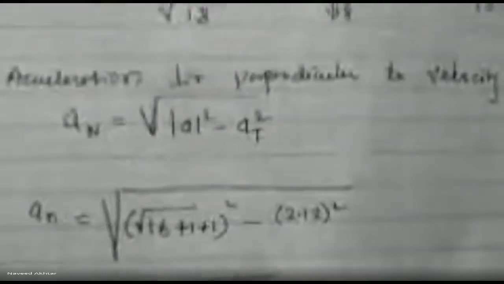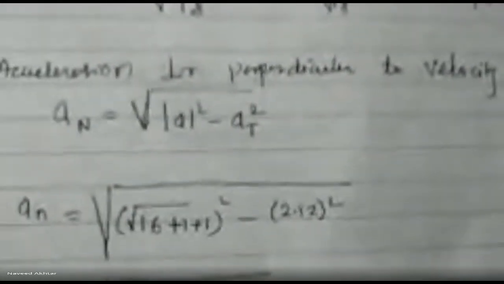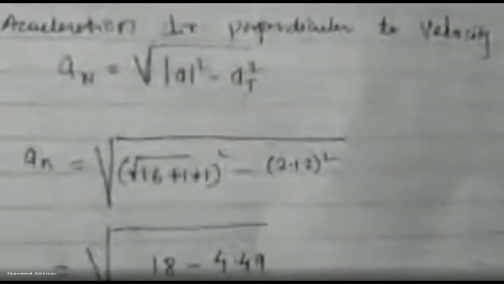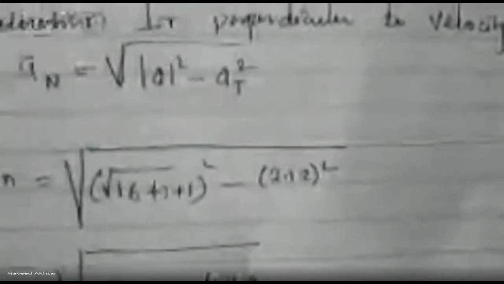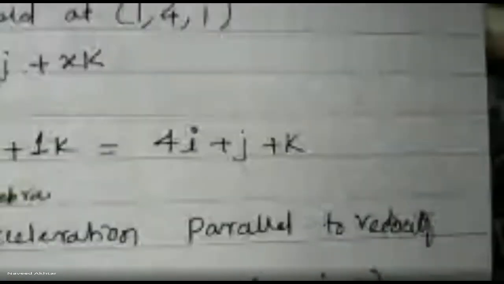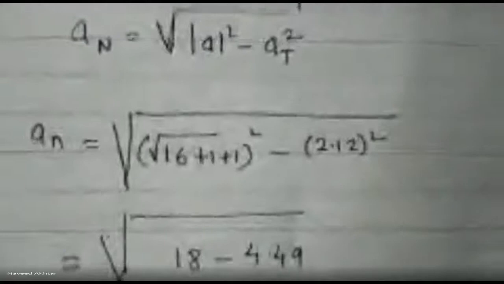So now, it is generally perpendicular, meaning normal to the velocity, equal to under root of the magnitude of a square minus at square. So at we have already calculated. A is under root of the resultant of acceleration, so 4 square plus 1 square plus 1 square, because our acceleration field is 4i plus j plus k, under root of that, and the whole bracket squared, minus 2.12 square.